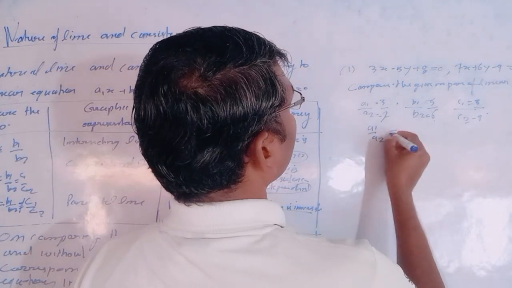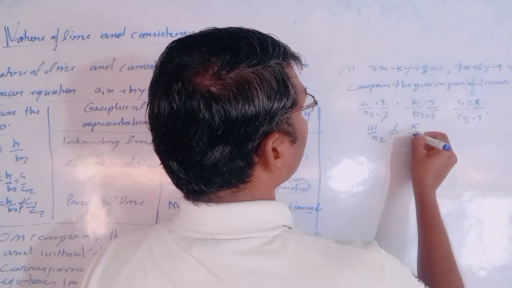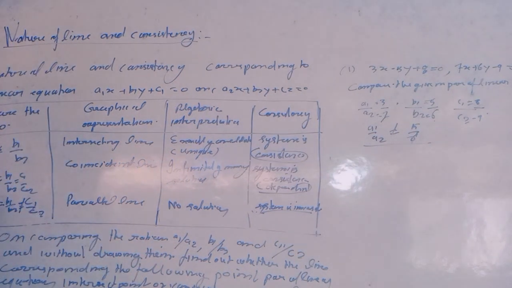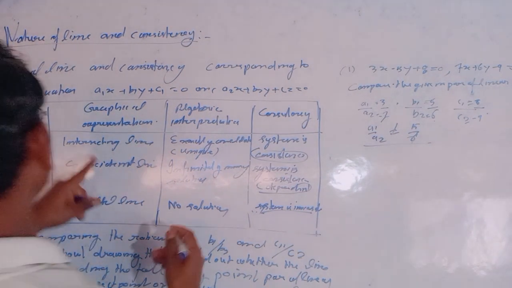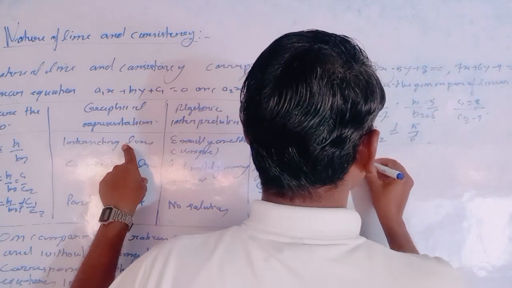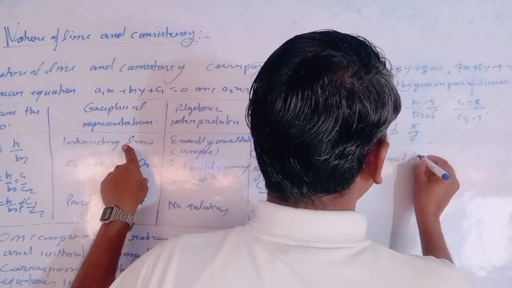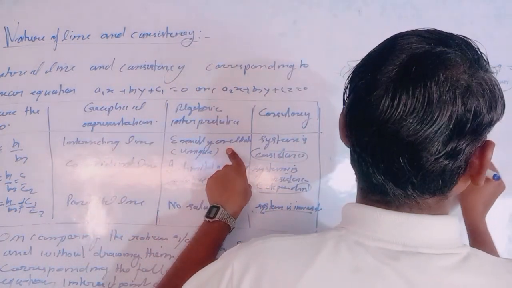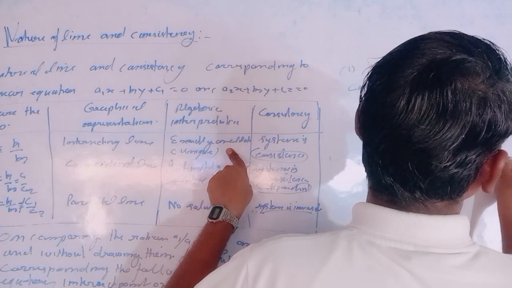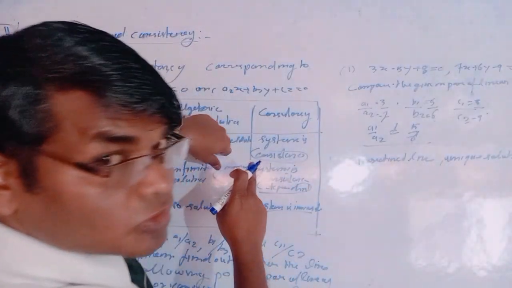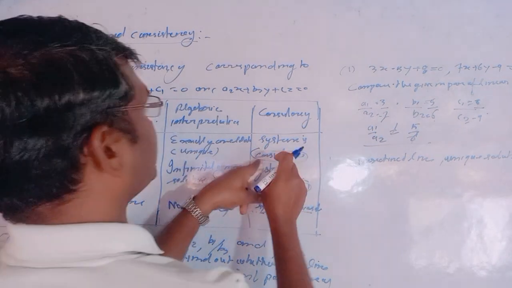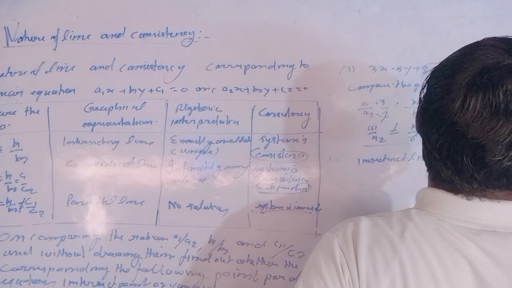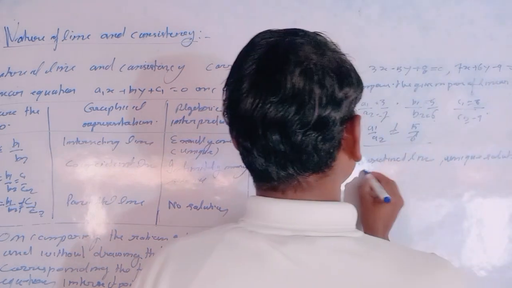a1 by a2 is not equal to b1 by b2. So what is the result? The result is that a1 by a2 is not equal to b1 by b2, so these are intersecting lines. It also means there is a unique solution, according to these tables, and we can say that the system is consistent.